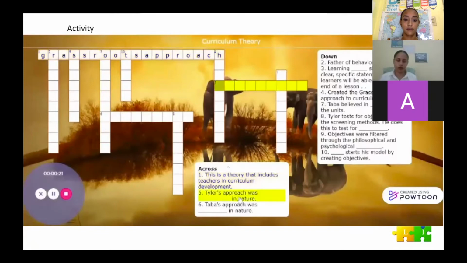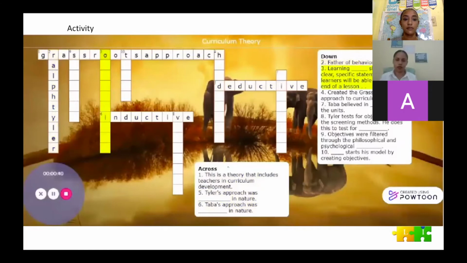5, Tyler's approach was blank in nature. Tyler's approach was deductive in nature. 6, Taba's approach was blank in nature. It was inductive. Down, father of behavioral objectives is Ralph Tyler.